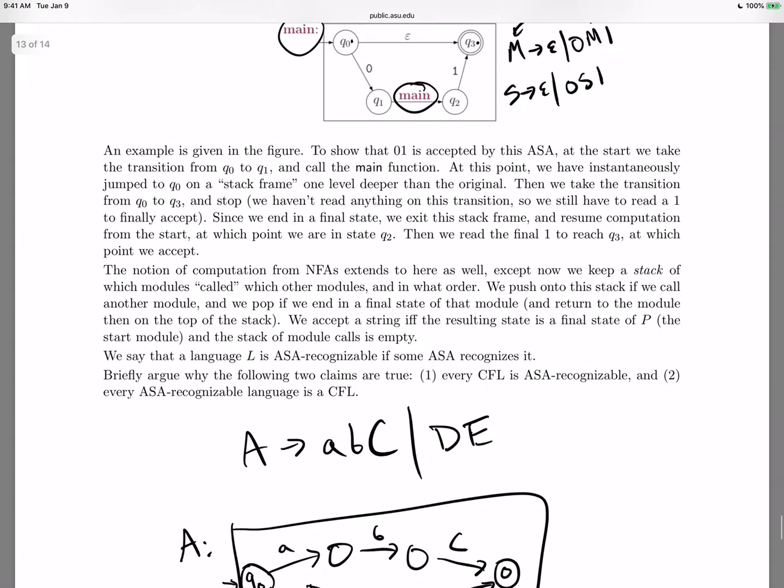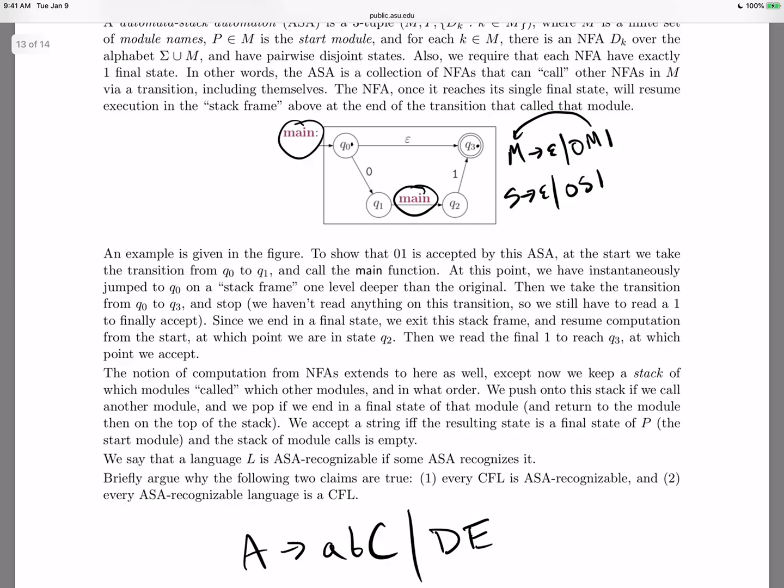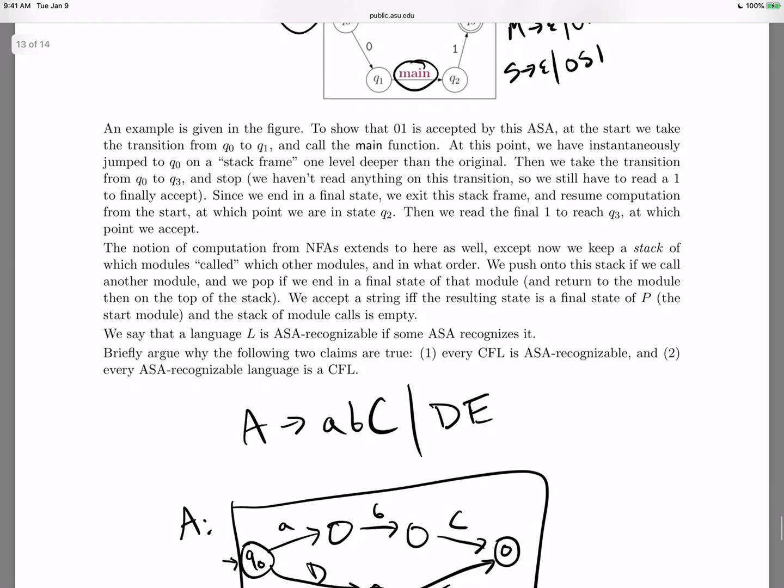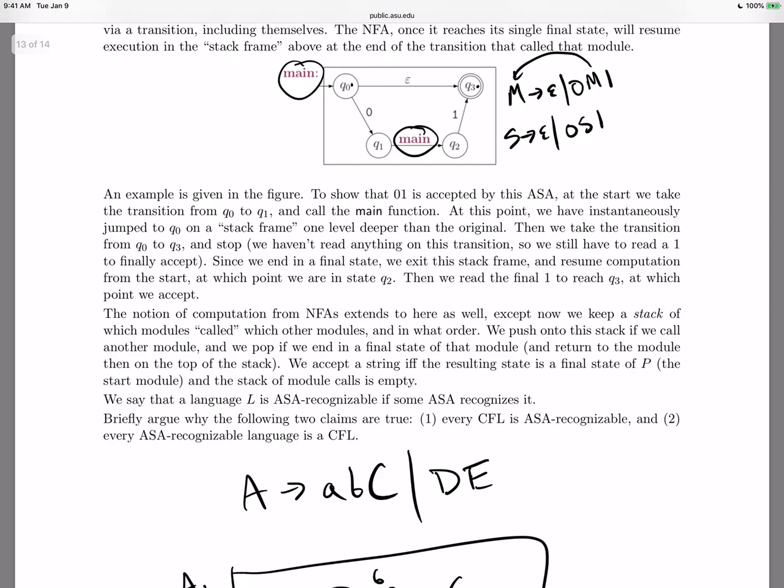So what you would do is, if you have an ASA like this, then for each of the modules, make a variable for each one of them, and then for any path from the start state to the final state of that module, just concatenate the path along the way and make a single rule for each one of those. And then, if I have a grammar, how do I make an ASA out of it? Well, for each of the variables, make a module, and for each of the rules, make a giant path corresponding to that rule. So it's basically doing the same thing in reverse.